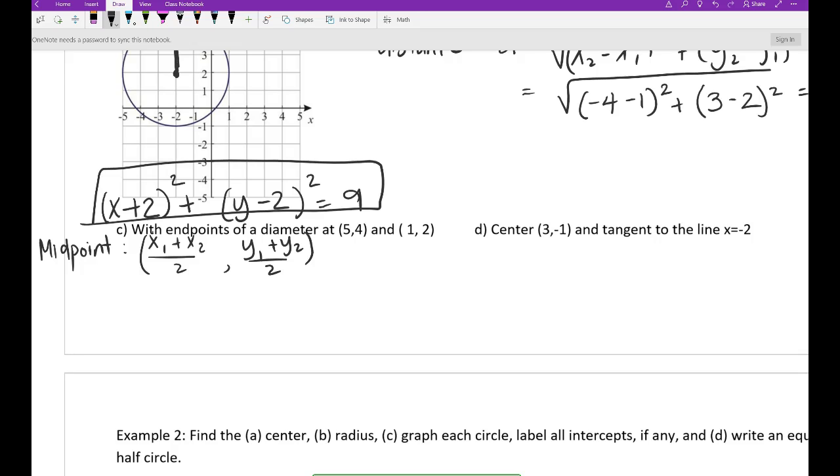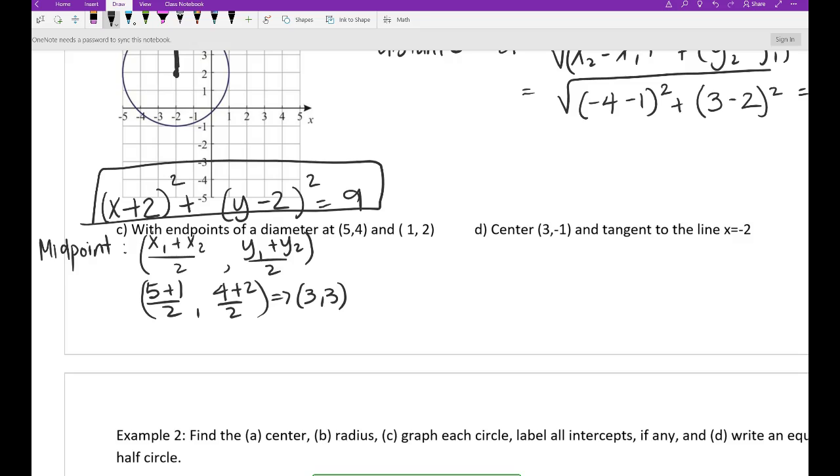Okay, here we go. Let's find it to see if you're right. X's are 5 and 1. So 5 plus 1 over 2, comma, 4 plus 2 over 2. So is that 3, 3? Beautiful. Okay. Yes.